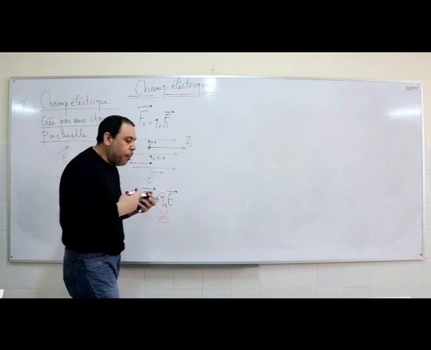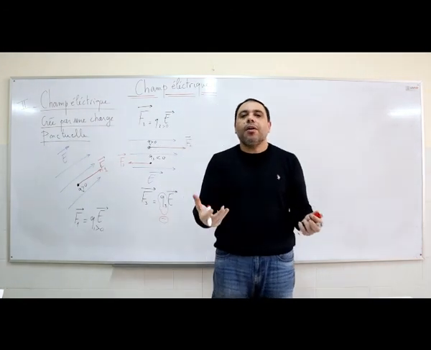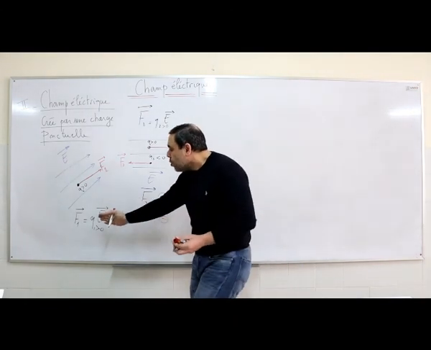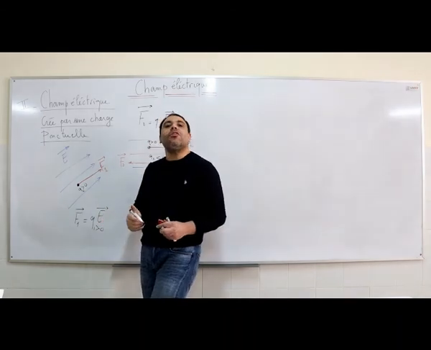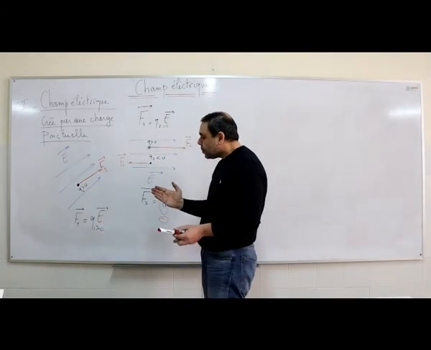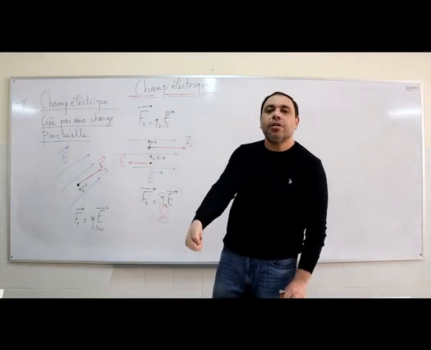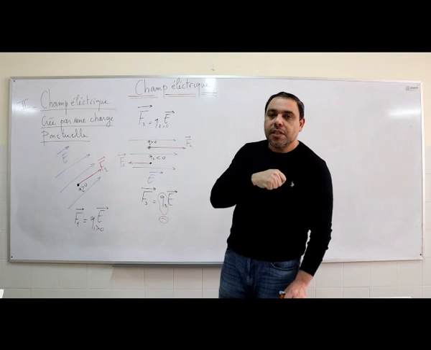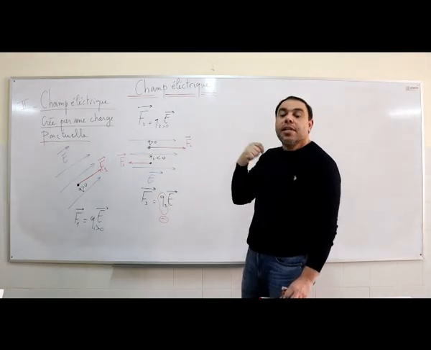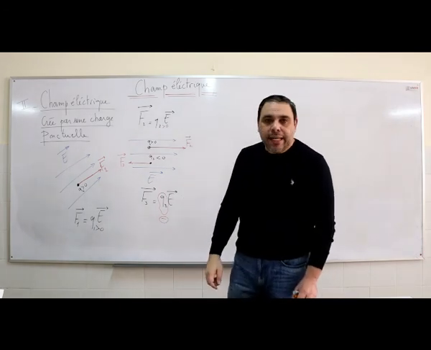All point charges that are found in an electric field are subjected to an electric force F equals Q times E. Q is the charge on which this electric field acts. This force has the same direction as E if the charge that is found in the field is positive, and the force becomes opposite to the field when the sign of the charge is negative.